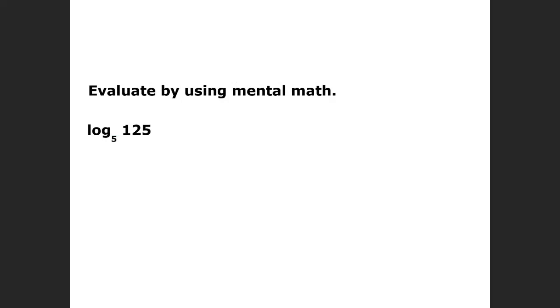All right, evaluate this using mental math. What does that mean? Don't use a calculator. What's my answer here? 3. 5 to the 3rd power is 125. Boom, done. That's using mental math.